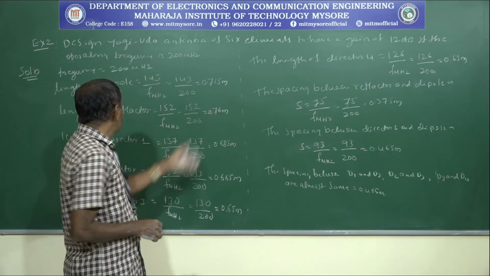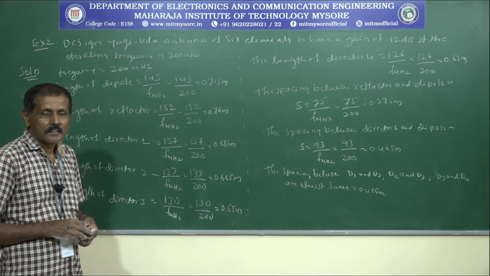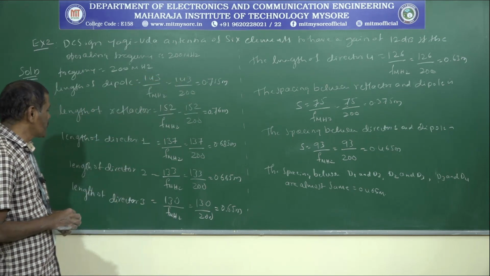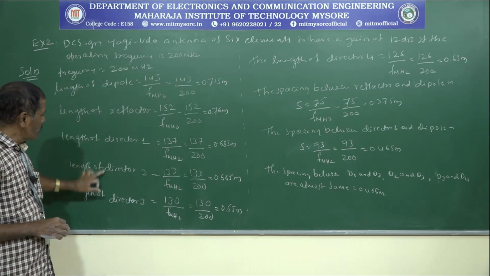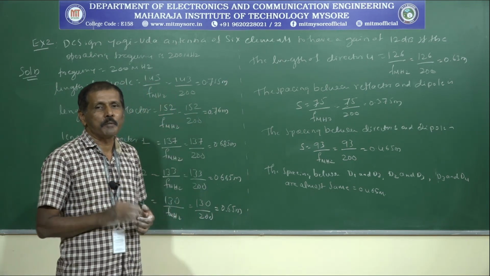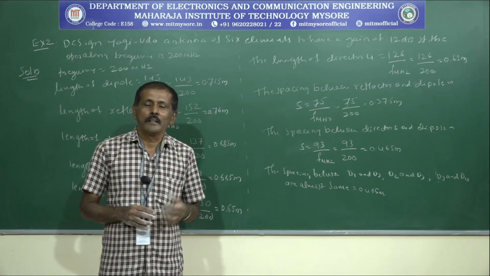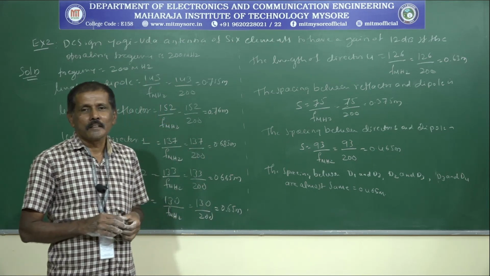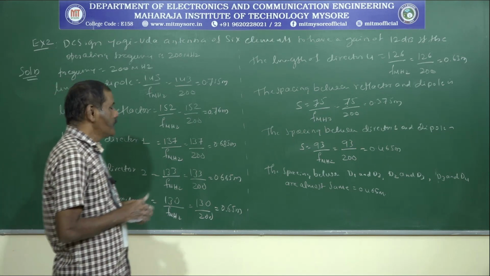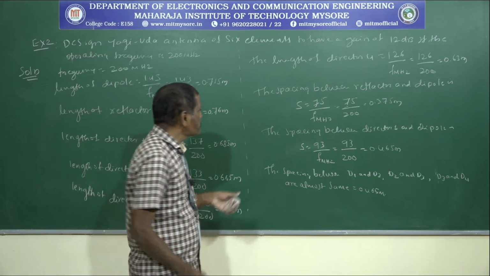Once you calculate the length of all the elements, 6 elements, because in the given problem 6 elements have been asked: 1, 2, 3, 4, 5, 6 elements you have calculated. Then you have to calculate the spacing between the lambda by 2 element and the reflector, and the lambda by 2 element and the directors, nothing but the dipole and the reflector, and the dipole and director 1.